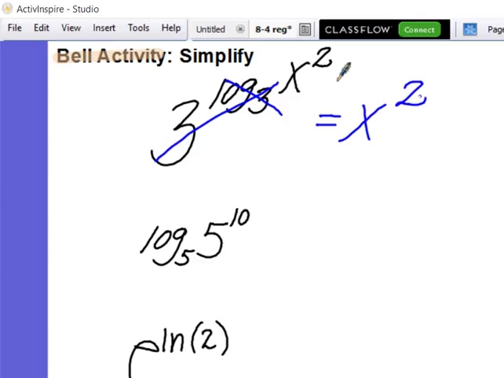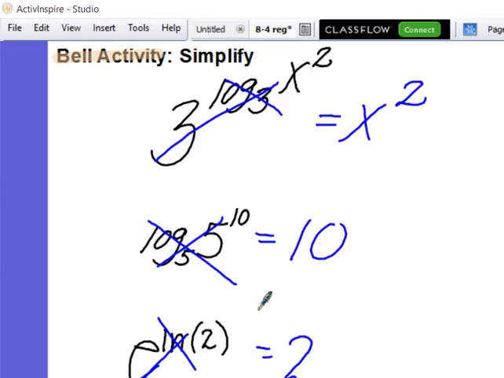True. Well, log to the base 5 of 5 to the 10. What happens here? Base 5 and log to the base 5 undo each other. So we get 10. E and ln undo each other, right? So they undo each other, so we get 2. So remember that you should be able to see those very quickly. Very good. Most of you got it.